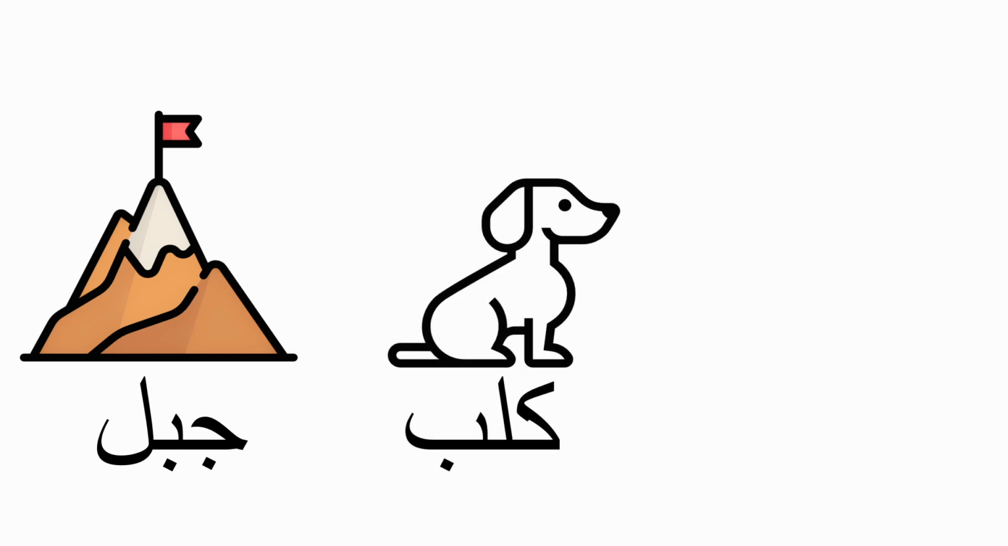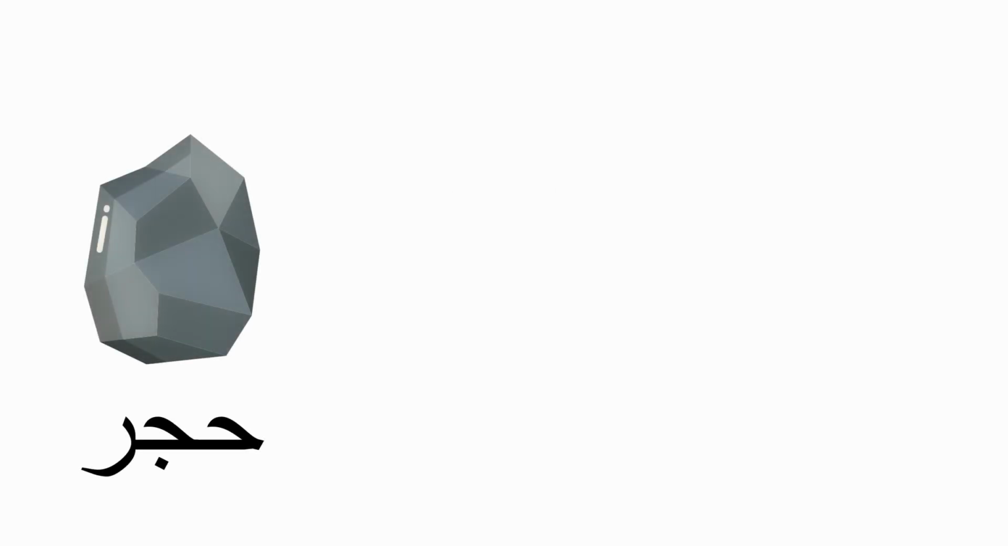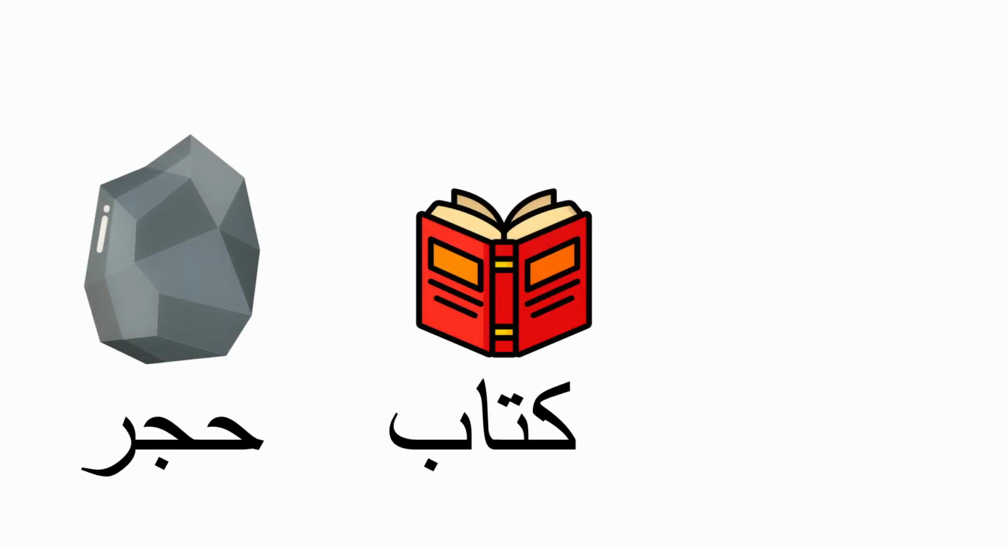And now, which word has Jim? Jabal, Kalb, Tha'lab. Yes, Jabal. Another 3 words. Hajar, Kitab, Hut. Yes, Hajar. Wow, you are basically an Arabic pro now.